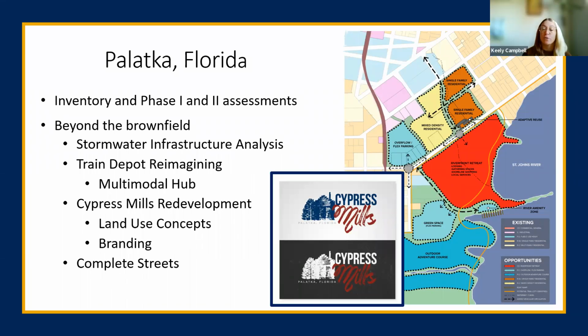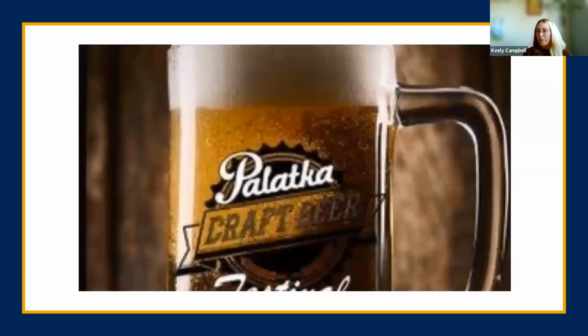Matt. So next we are going to move a little bit southeast to Palatka, Florida. Palatka is a small historic town of about 10,000 people along the St. Johns River. If you're familiar with Florida, it's in the northern part of the state, about an hour from Jacksonville. The city was awarded 2 EPA assessment grants, one in 2015 and another in 2019.